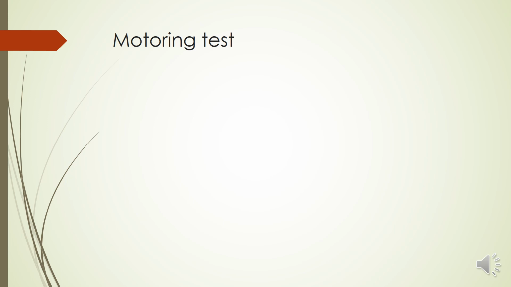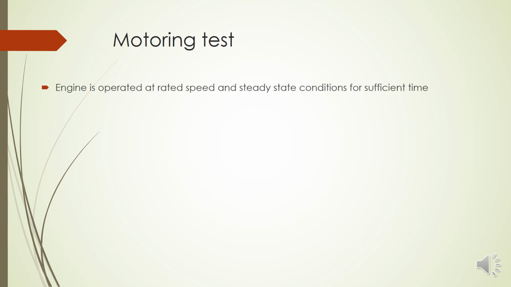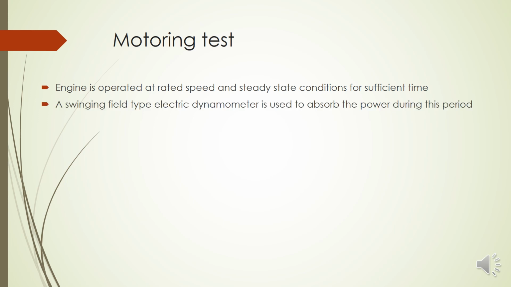Our last method is the motoring test. As the name suggests, we are motoring the engine, or running the engine by giving power to the engine. Now the procedure is: the engine is operated at rated speed and steady state conditions for a particular time, and here we require a particular dynamometer, that is a swinging field type electric dynamometer. It will absorb the power during the initial running.